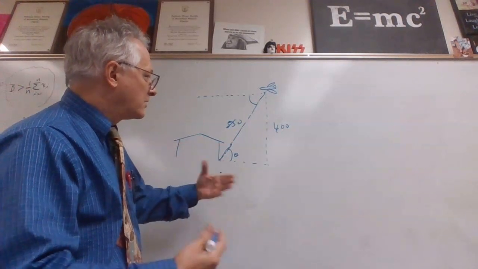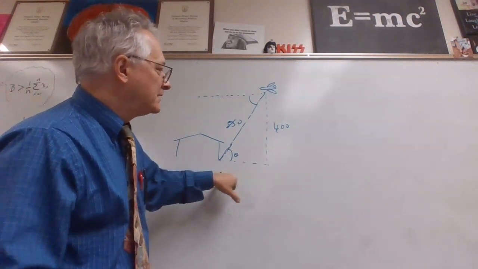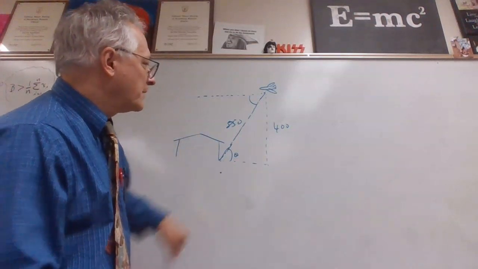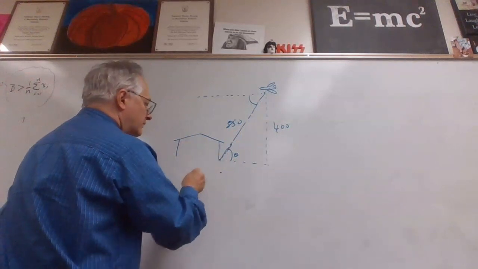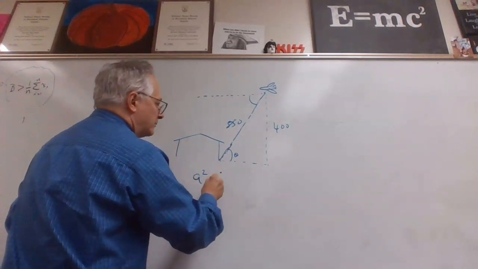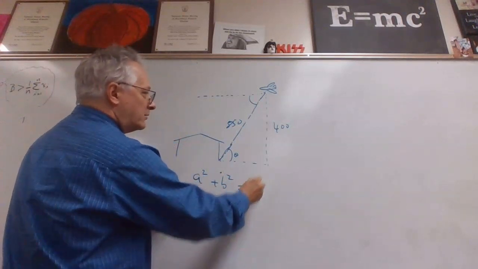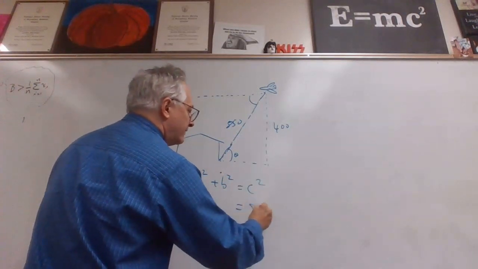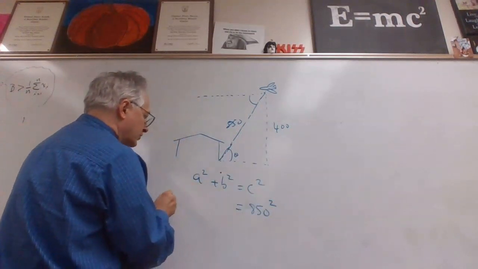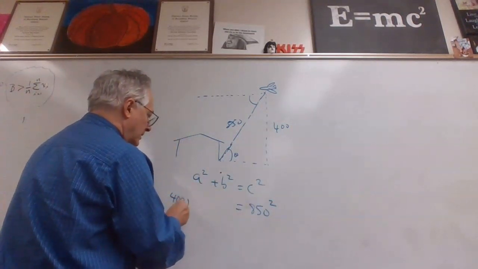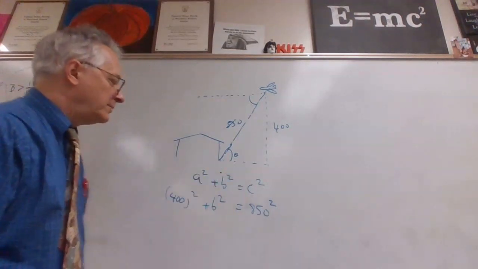What is the sine, the cosine, and the tangent? Well, first of all, let's figure out what this leg is here. So we know that the hypotenuse is 850. So first of all, let's write our a squared plus b squared is equal to c squared. And we know c squared is 850 squared, and a squared is 400 squared plus b squared. Let's solve that for b squared.